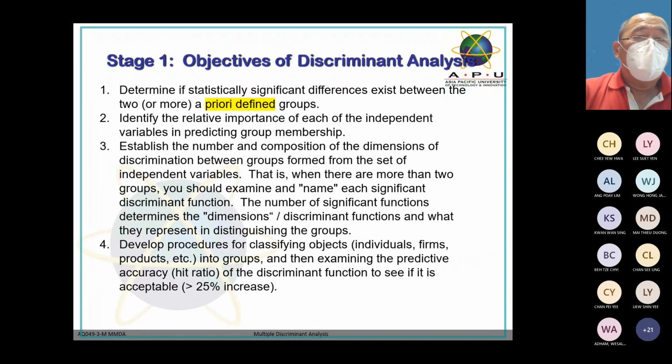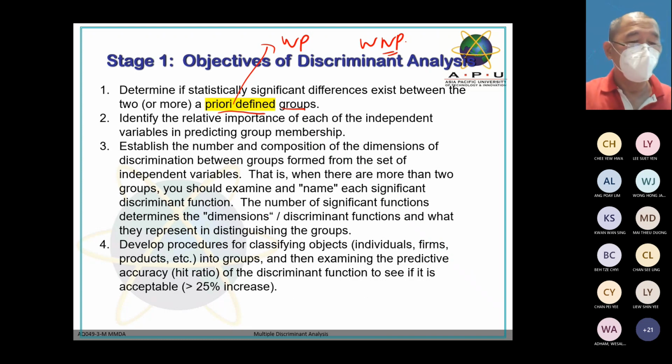So determine if a statistically significant difference exists between two or more a priori defined groups. The example just now would purchase and would not purchase. It means the data is available, therefore it's supervised machine learning. This is one of the examples. Supervised machine learning, you will learn much more actually. So at least you have some idea of what you are going to do and how to link it with some programming module.